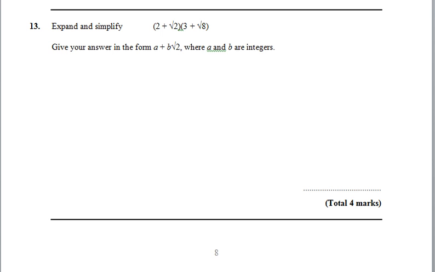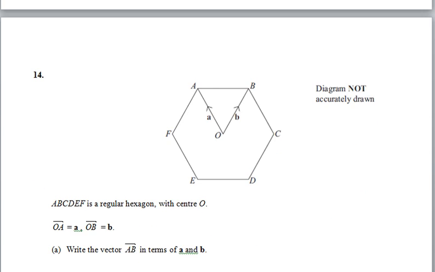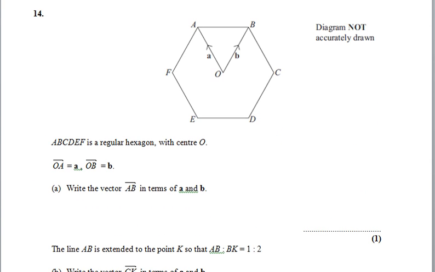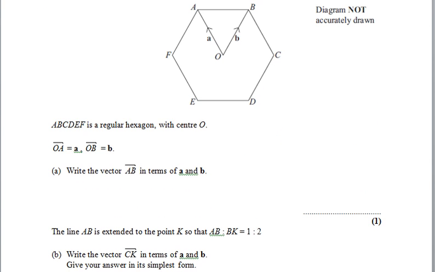Question 14 on the paper. Question about vectors. Alright, so we've got a diagram with basic vectors given to us as vector A and vector B, and we need to write AB in terms of A and B.